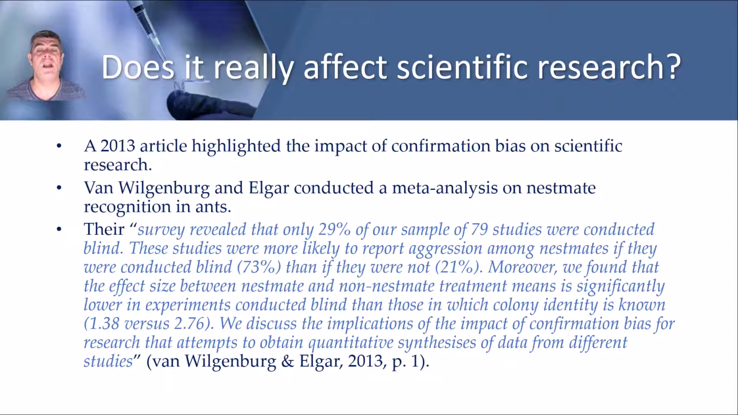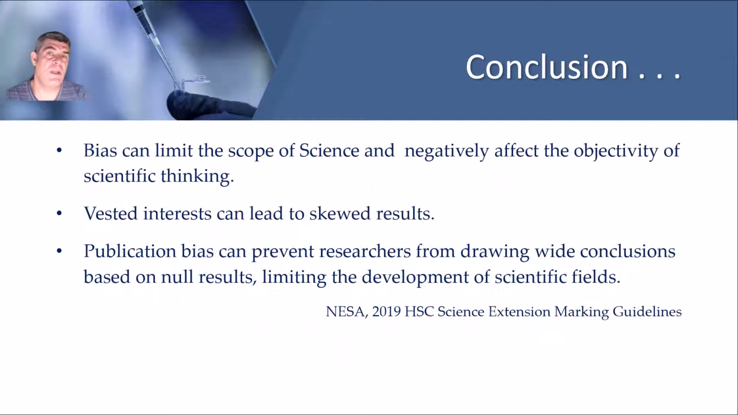These studies were more likely to report aggression amongst nestmates if they were conducted blind than if they were not. Moreover, we found that the effect size between nestmate and non-nestmate treatment means is significantly lower in experiments conducted blind than those in which the colony identity is known. We discussed the implications of the impact of confirmation bias for research that attempts to obtain quantitative syntheses of data from different studies. So what can we conclude from all this?